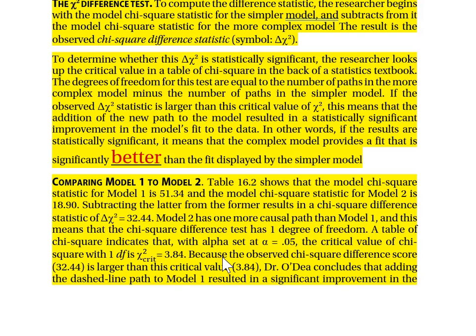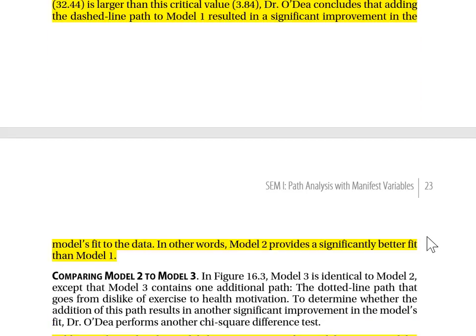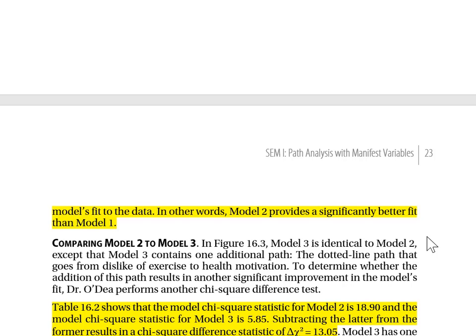What does this mean? Because the observed chi-square difference score, 32.44, is larger than the critical value, 3.84, Dr. O'Day concludes that adding the dashed line path to Model 1 resulted in a significant improvement in the model's fit to the data. In other words, Model 2, the more complex model, provides a significantly better fit than Model 1.